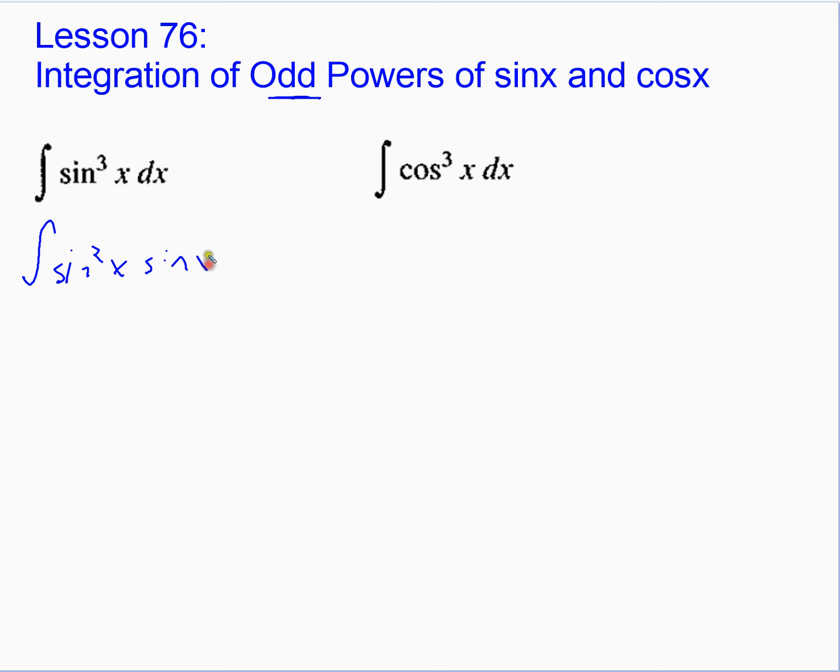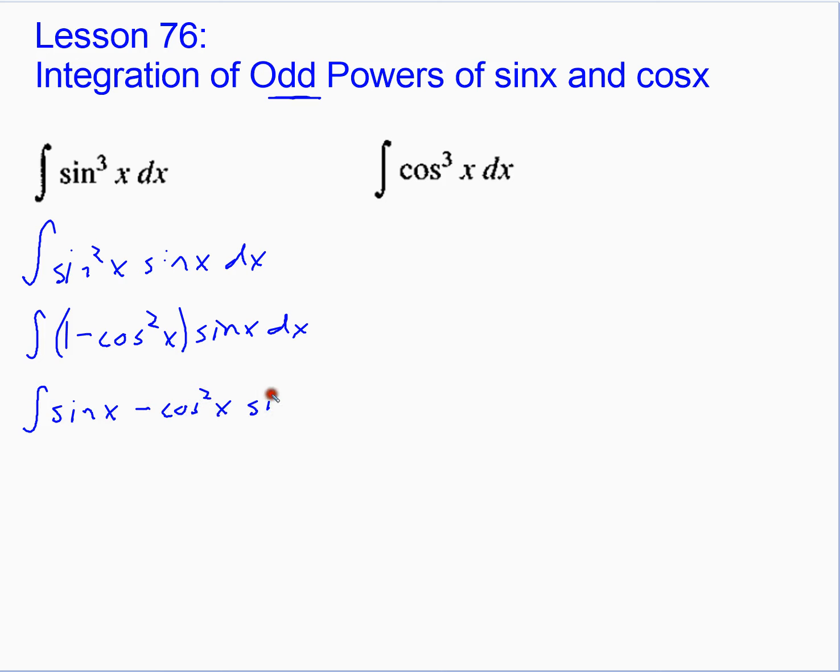And the reason we're doing that is because we can now change sine squared using the Pythagorean identity to 1 minus cosine squared, and that's multiplied by sine x. Now we'll distribute this sine x, and so we have the integral of sine x minus cosine squared x sine x. Now that we have it as a difference, we can just integrate these two different terms.